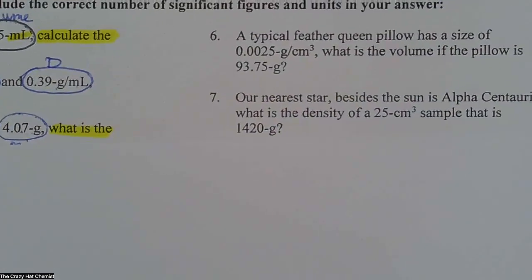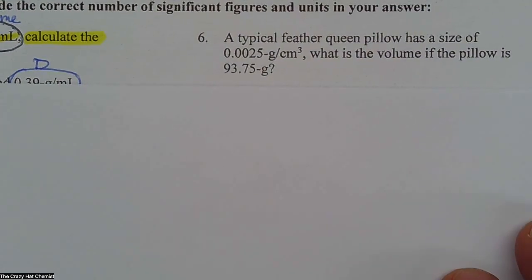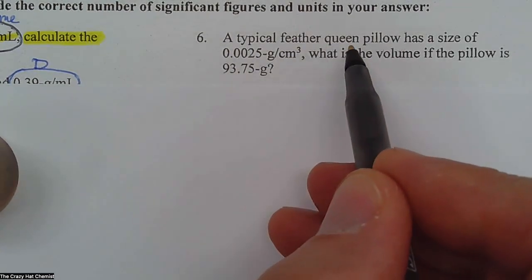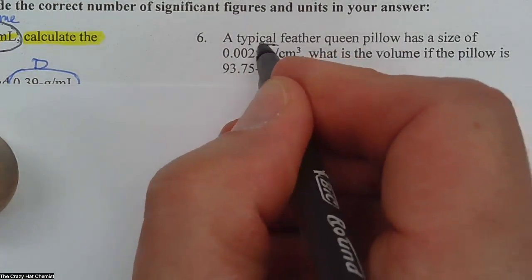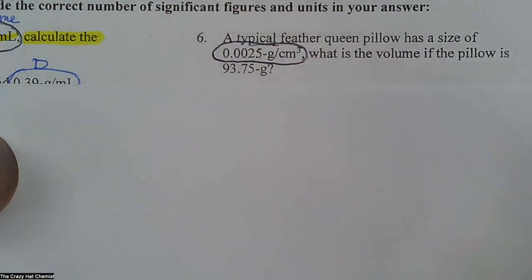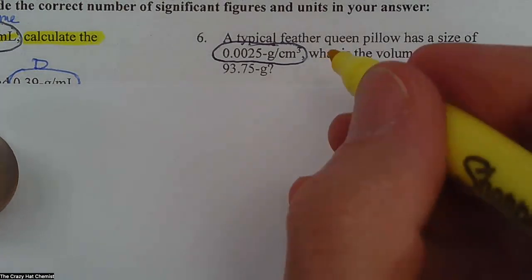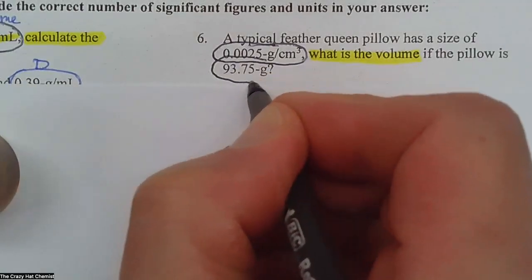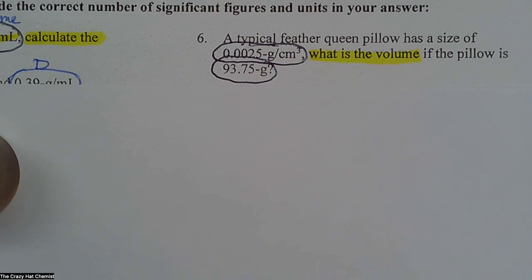All right. So here we go. We're going to do problem number 6. Problem number 6 says a typical feather queen pillow has a size of 0.0025 grams per cubic centimeter. What is the volume? So I'm going to highlight what we're solving for. What is the volume? And if the pillow is 93.75 grams. So let's see if we can solve this one here.